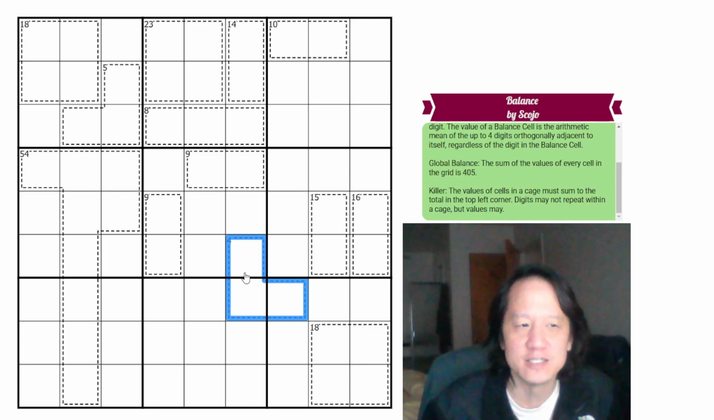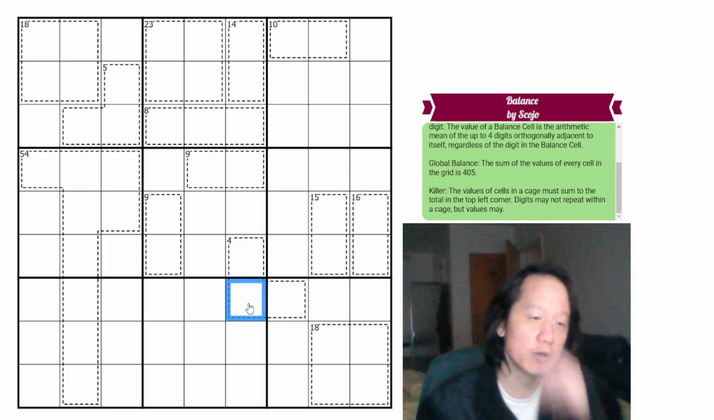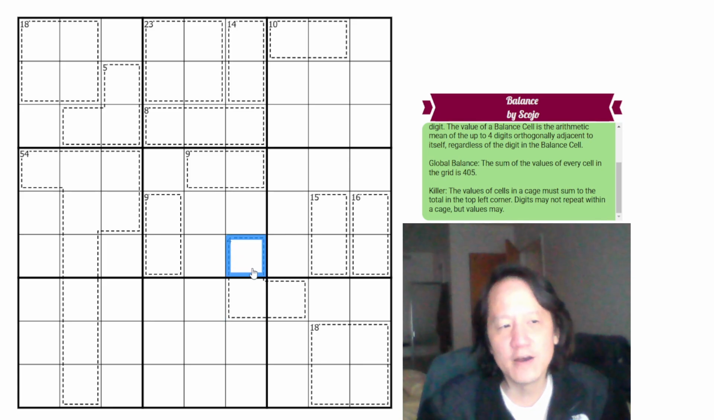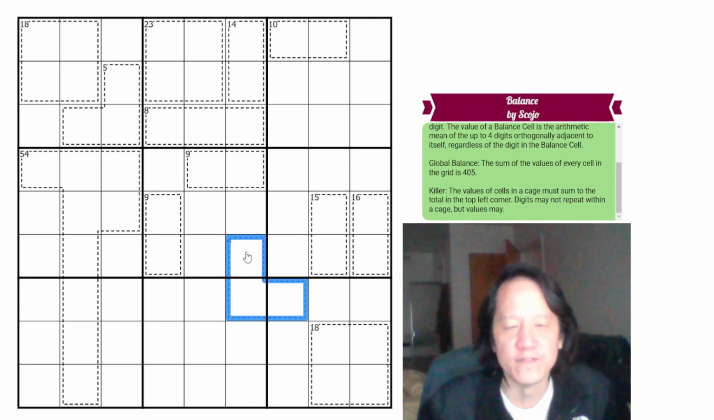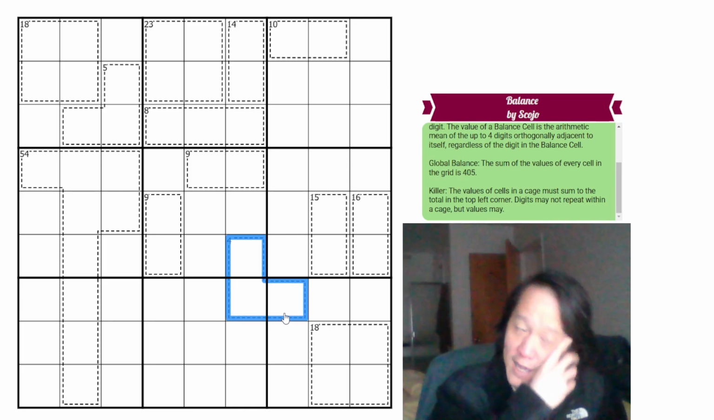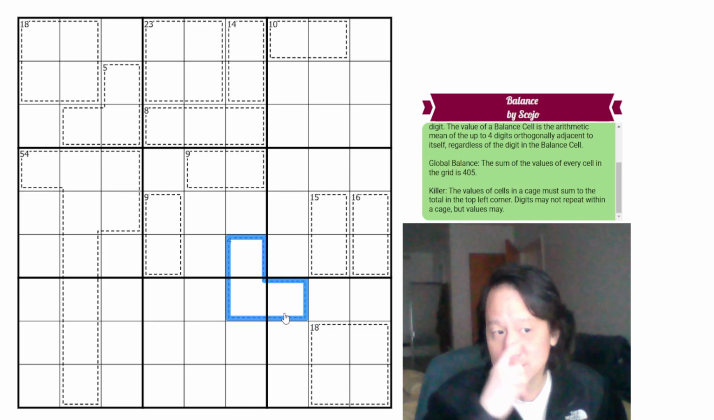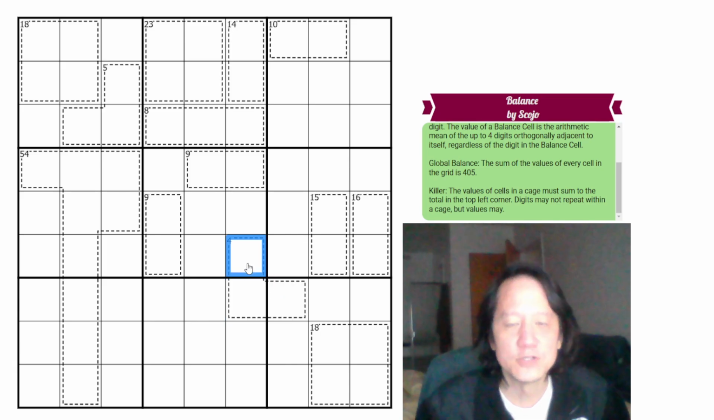Because you can't have 3 digits adding up to 4 without, well, maybe you could. You actually could. It could be like 1.5, 1.5, and then 1. Well, that would be repeat values, though. Maybe you could have 1.5, 0.5, and 2. Okay, right. So you could actually have all three different values. But again, you can't have repeat digits in the cages. So the digits may not repeat, but values can in these cages.